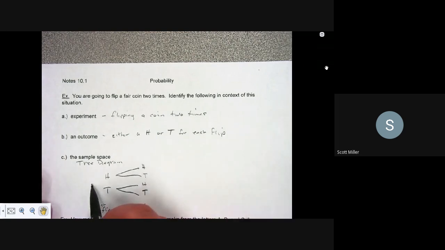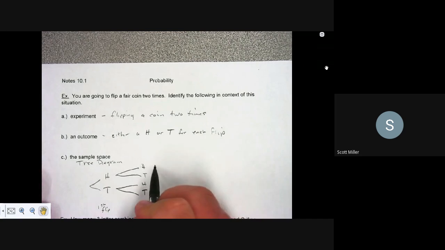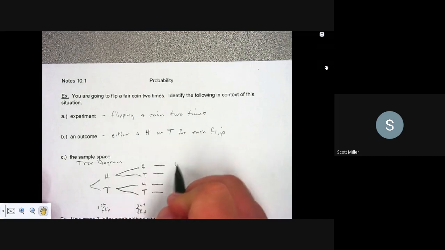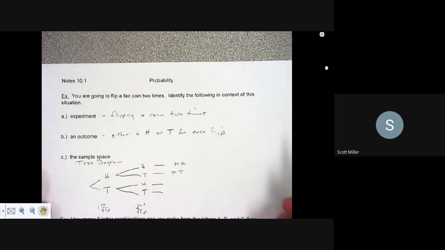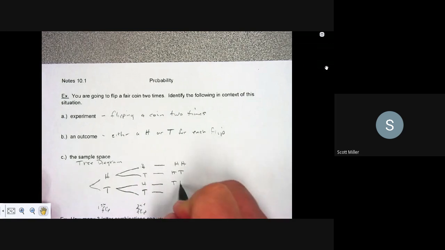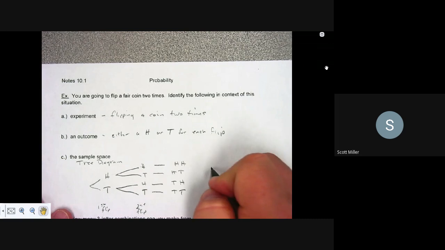If you follow the branches here, then you end up with the full outcome in the sample space, which means I can have either a heads and a heads. So both flips were heads. The first flip was heads, the second is tails. The first was tails, the second is heads. Or both flips are tails. So this right here is your sample space. And so what we usually do is we usually write it as a list of items.